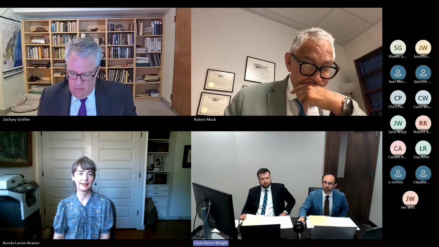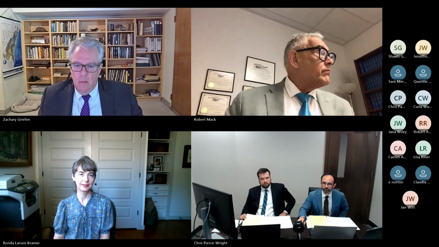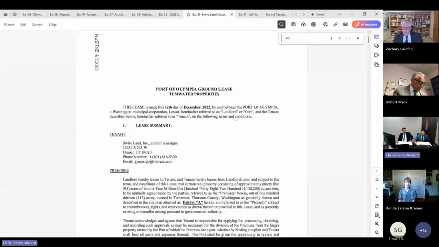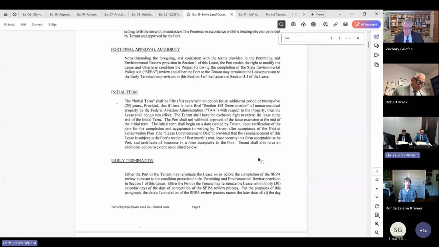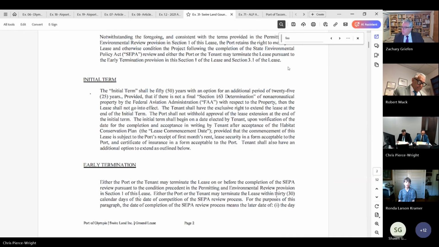So I'm going to show you what was marked as Exhibit 31. You recognize this document? Yes, that is the Swire lease. Great. I'm going to scroll down to page 2. You can see here it says initial term. The first two sentences of this paragraph state the initial term shall be 50 years with an option for an additional period of 25 years, provided that if there is not a final Section 163 determination of non-aeronautical property by the Federal Aviation Administration with respect to the property, then the lease shall not go into effect.